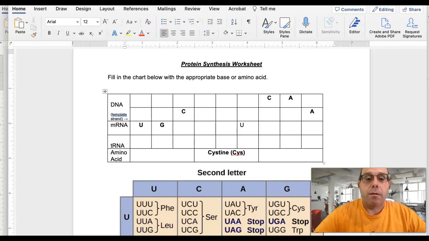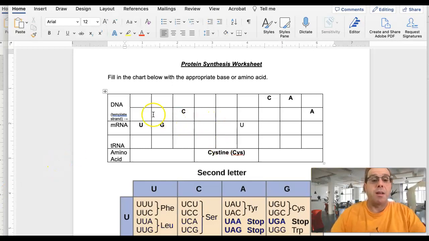This video is to go over the DNA worksheet. It's important you understand the base pairing because you will have test questions that ask this. And the test questions will be very similar to this worksheet, but not as extensive as this worksheet.